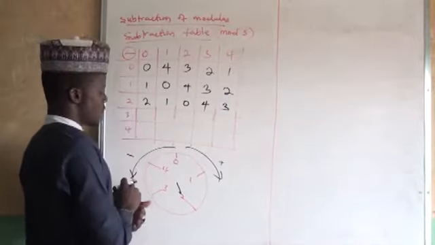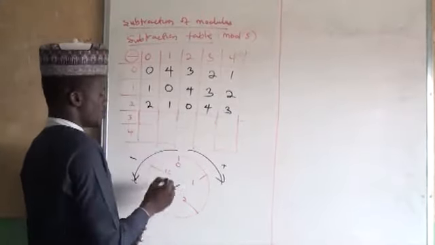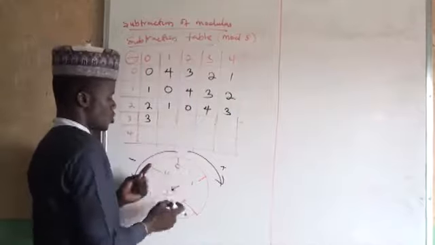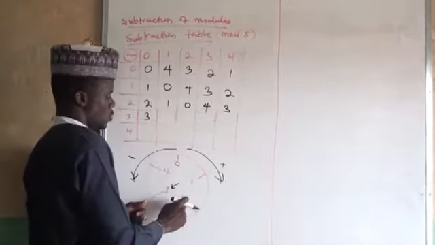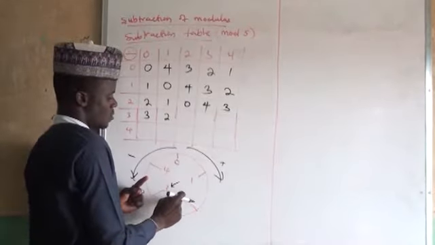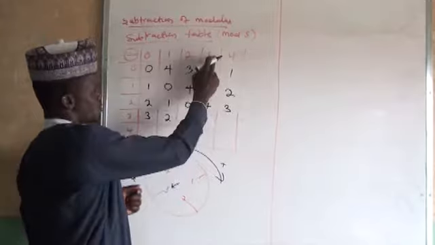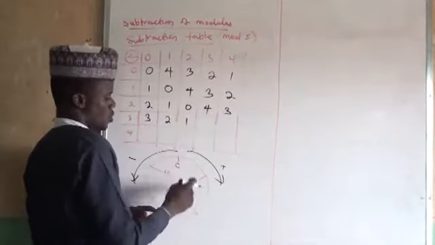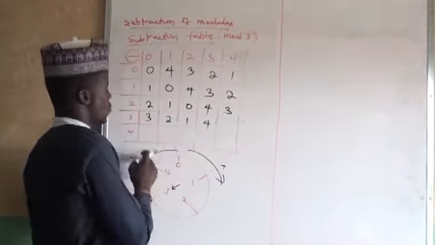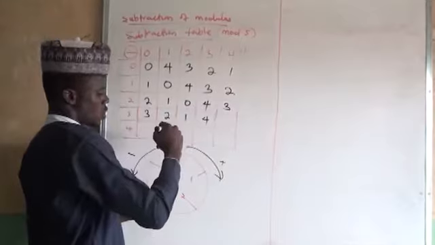Then also here we have 3 minus 0. The 3 will remain here. That is, here we have 3. Then 3 minus 1, we have to count 1 anti-clockwise, which is 2. Then 3 minus 2, we say 1, 2, which is 1. Then 3 minus 3, we have to count 3 anti-clockwise. 1, 2, 3. Here we have 4. Then 3 minus 4, we have to count 4 anti-clockwise.